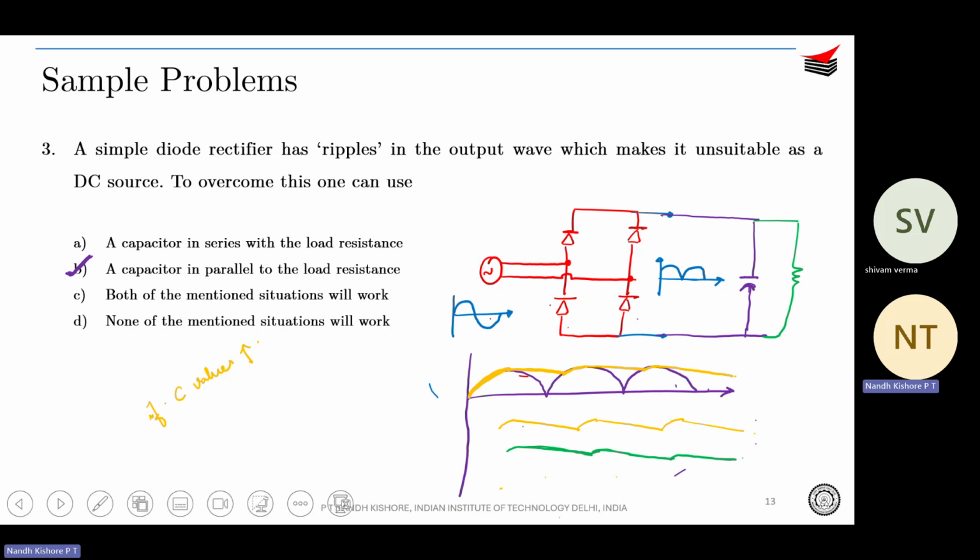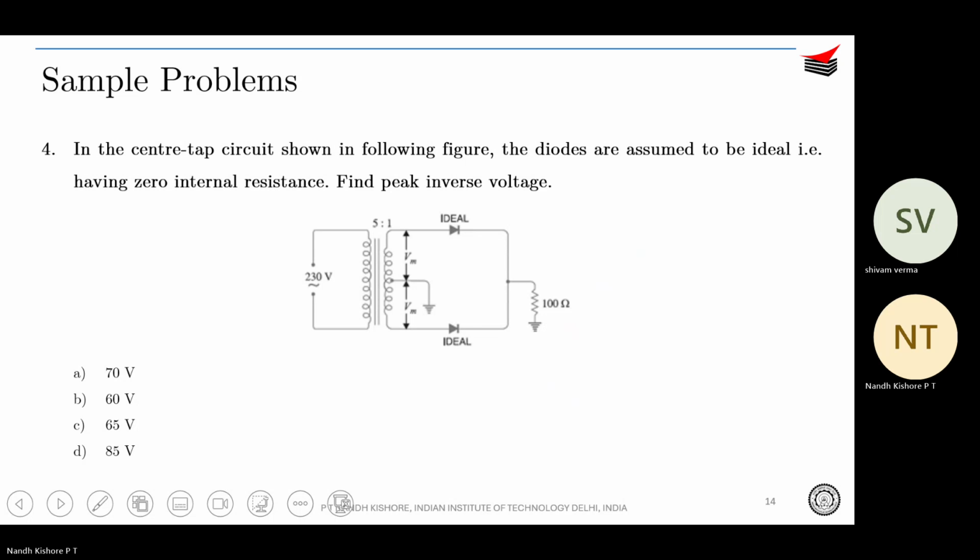Fine. So we'll go ahead with the next question. In the center tap circuit shown in the following figure, the diodes are assumed to be ideal, that is, having zero internal resistance. Find the peak inverse voltage. Don't get bogged down by the definition of peak inverse voltage. Just find out what is the voltage the diode would be blocking.